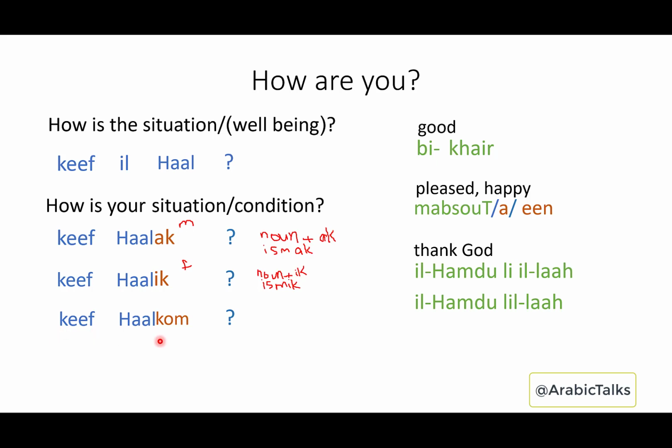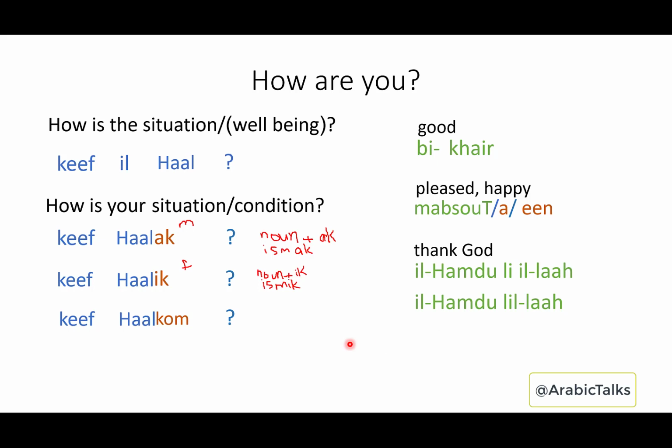كيف حالكم? Please repeat after me. كيف حالكم? Great. كيف حالكم? Kum when you want to say your, but you are addressing a group of people. كيف حالكم؟ بخير. كيف حالكم؟ مبسوطين. You will use this because we are many people. كيف حالكم؟ مبسوطين. كيف حالكم؟ الحمد لله.